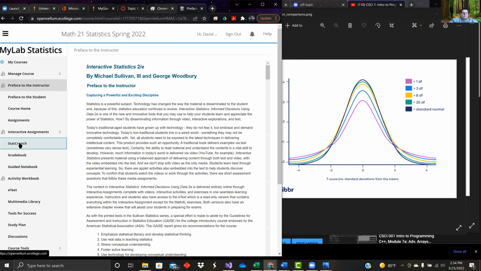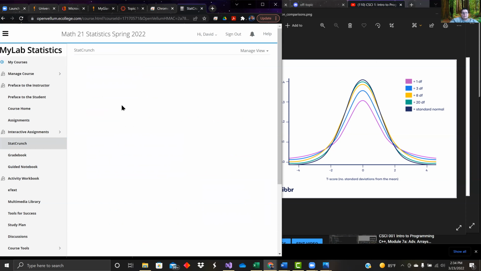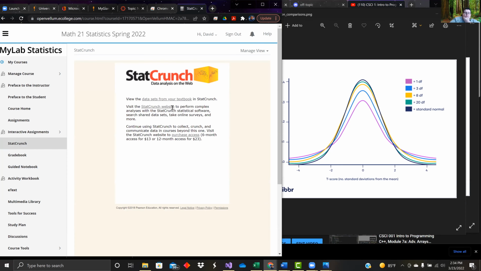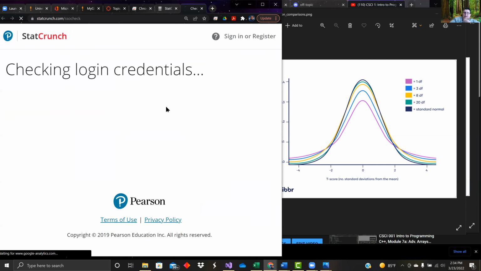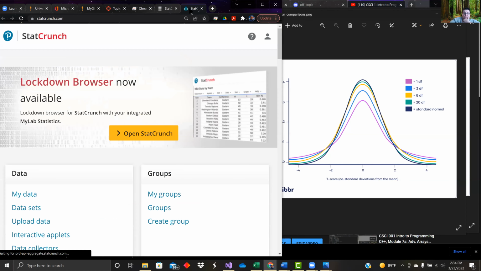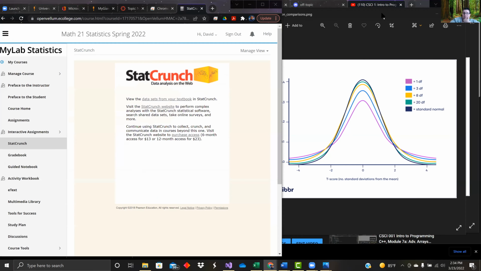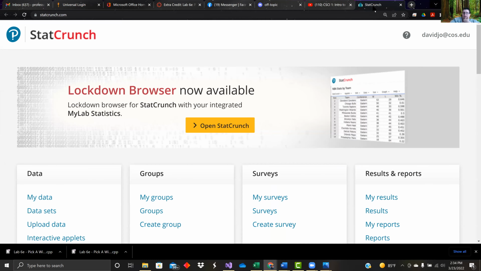I almost closed it that quickly. I'm going to open up StatCrunch real quick. That way I always have it open. That is not what I wanted to do.